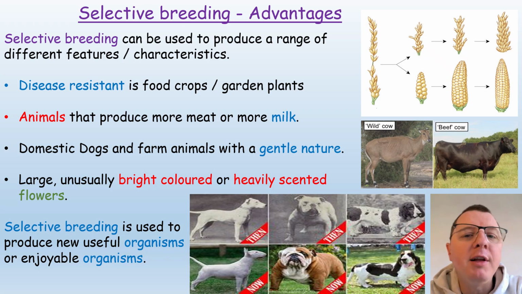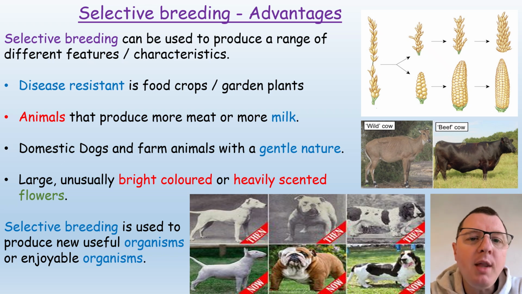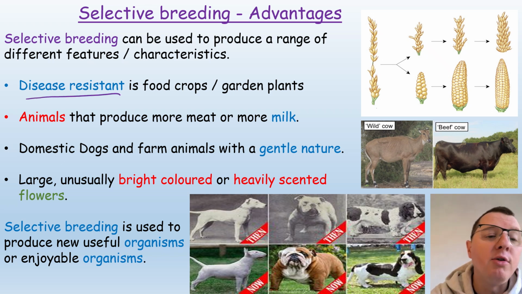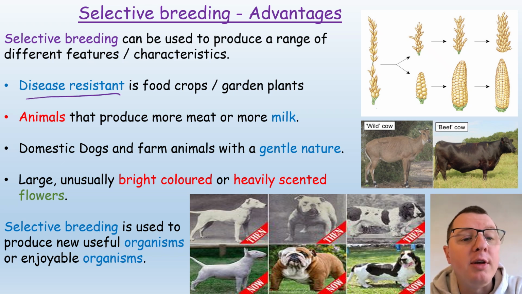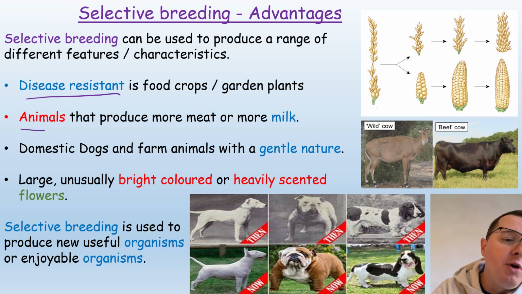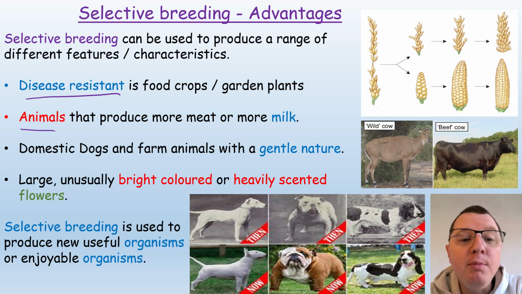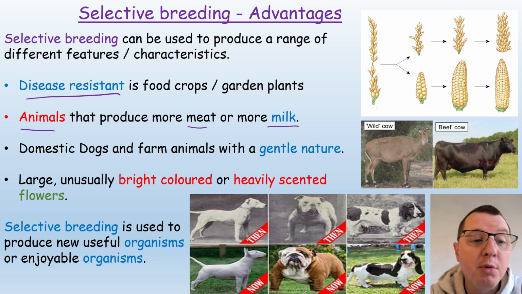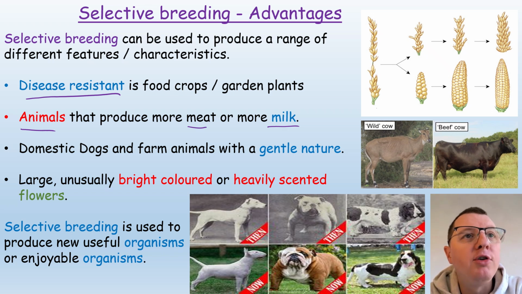So there's a lot of advantages to selective breeding. Selective breeding can be used to produce a range of different features and characteristics. For example, you can use selective breeding to produce disease-resistant crops in food or garden plants. You can use selective breeding to produce animals that produce more meat or more milk. And as I said before, that's very important when you factor in that our human population is massively increasing and we will need more meat, more milk and more food.